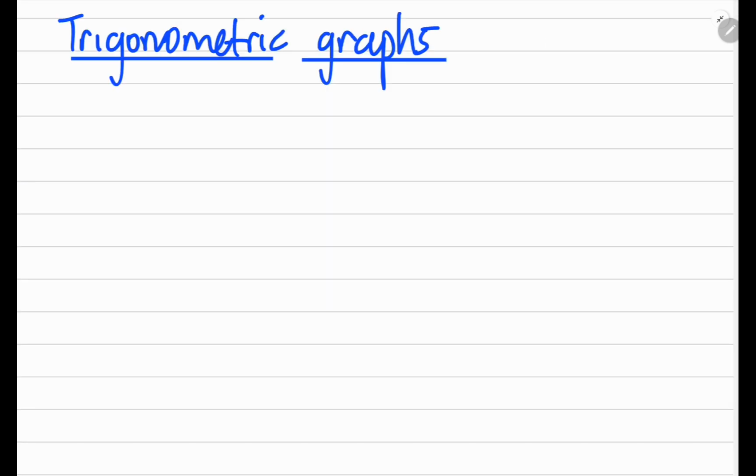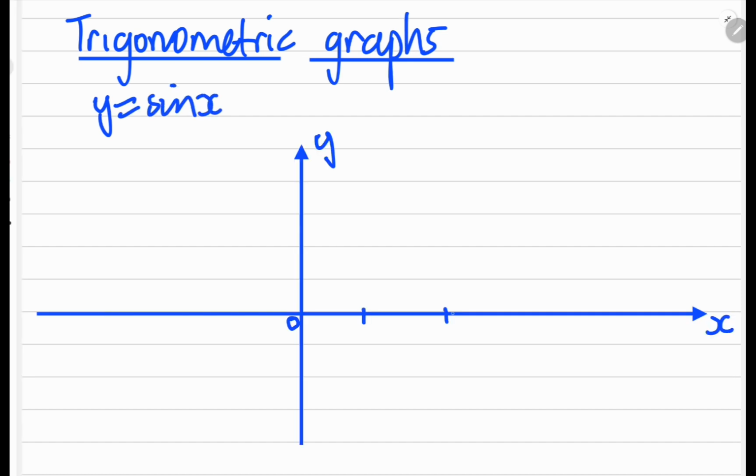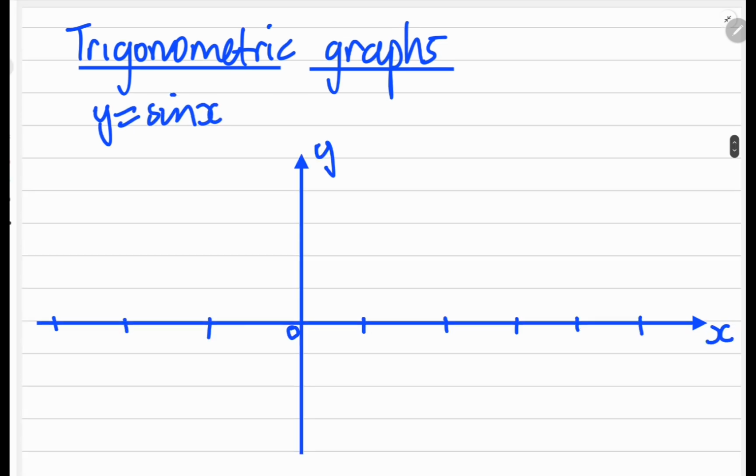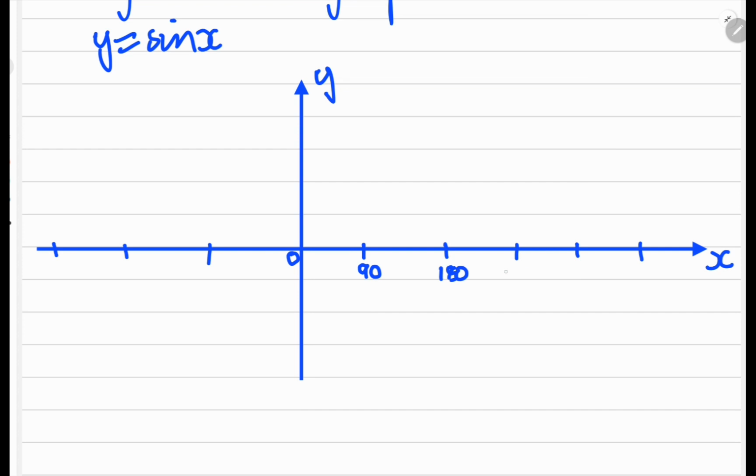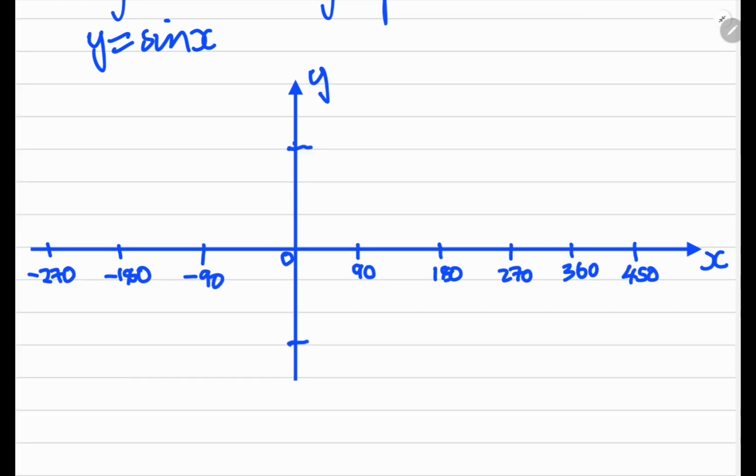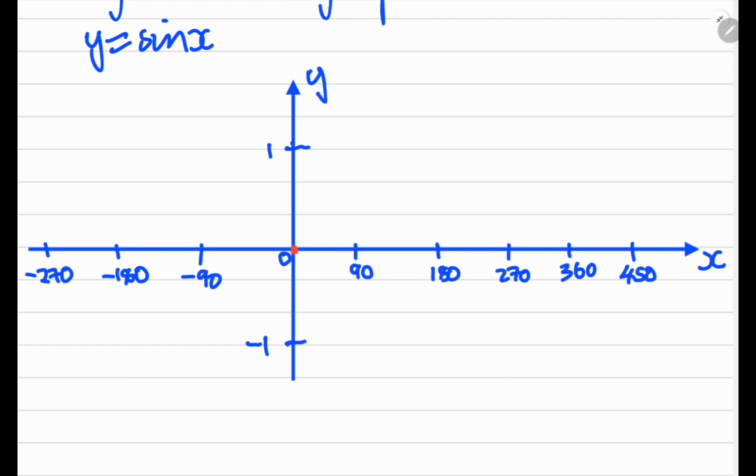Trigonometric graphs, y is equal to sine x, drawn at 90-degree intervals. And this graph ranges from -1 to 1. Sine of 0 is 0. Sine of 90, that's a 1. Sine of 180, that's a 0 again. Sine of 270, that's a -1. Sine of 360, we're back to 0. Sine of 450, that's a 1.